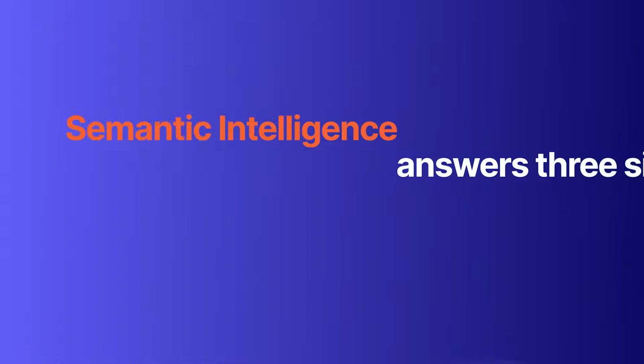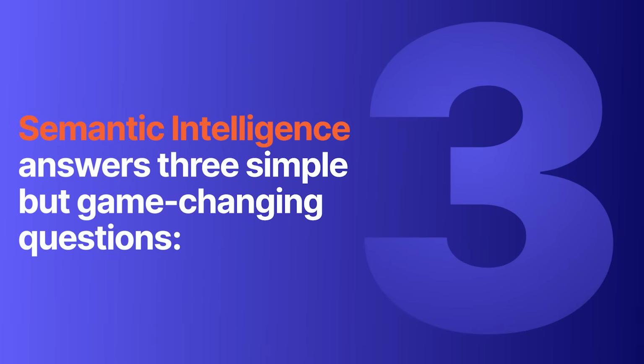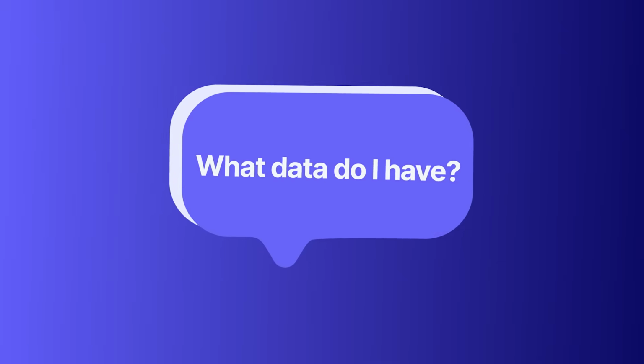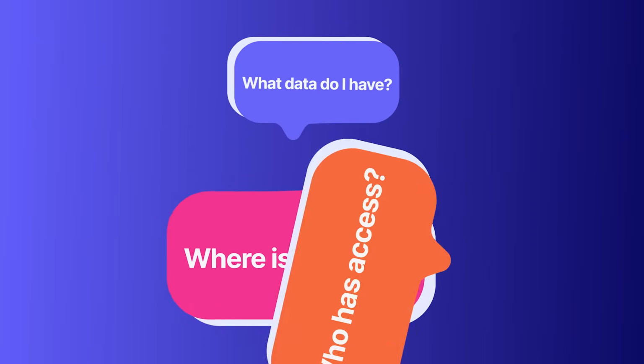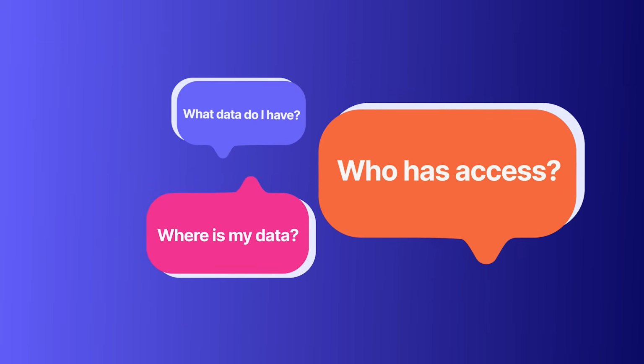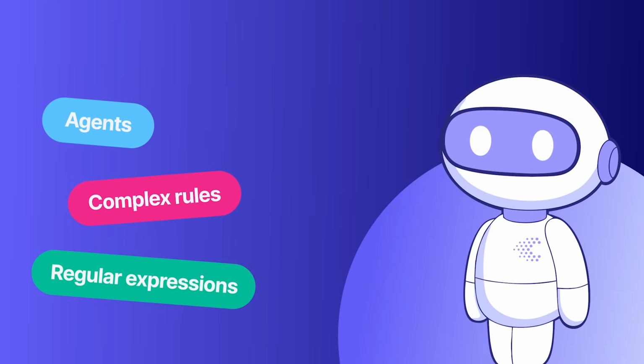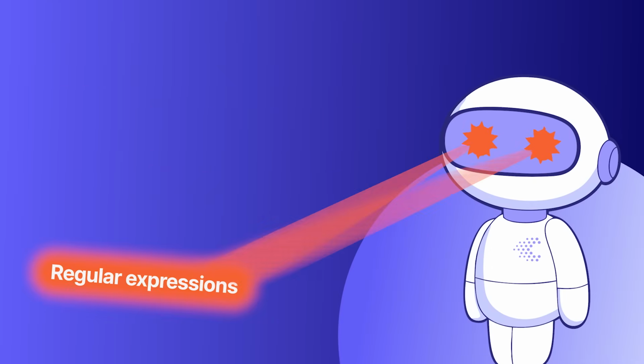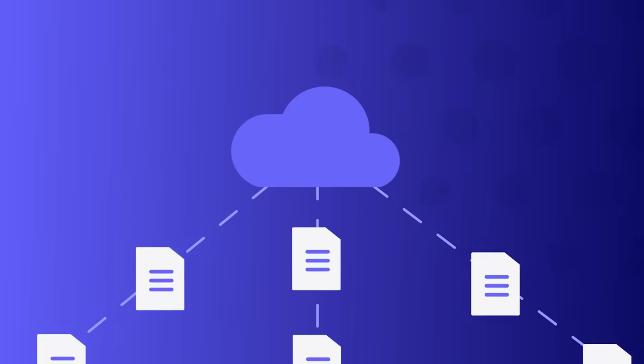That's why our Semantic Intelligence platform helps you answer three simple but game-changing questions. What data do I have? Where is it? And who has access? Unlike other tools, our solution doesn't rely on agents, complex rules, or mind-numbing regular expressions, and won't make you train our models with data samples.